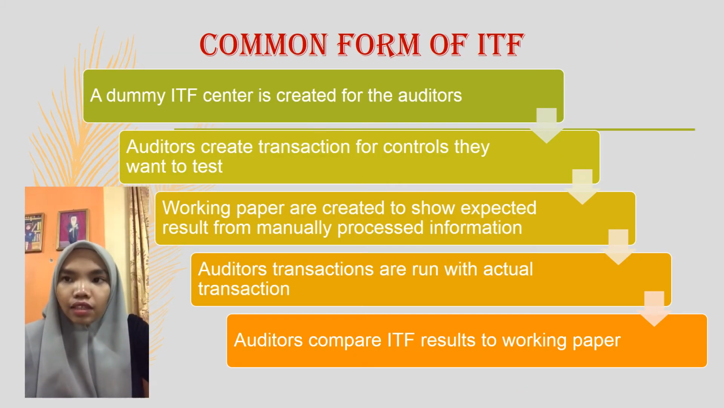Next, the common form of ITF. Firstly, a dummy ITF center is created for the auditors. Next, the auditors will create the transactions for controls that they want to test. After that, a working paper is created to show the expected result from manually processed information. Then, the auditors' transactions are run with actual transactions. Lastly, auditors will compare the ITF result with the working paper.